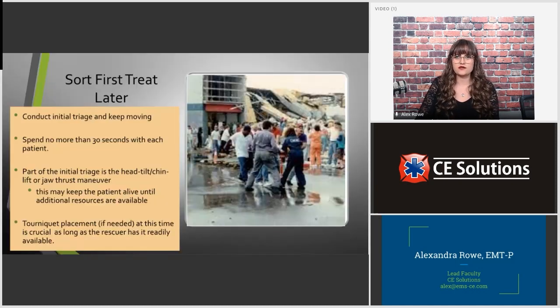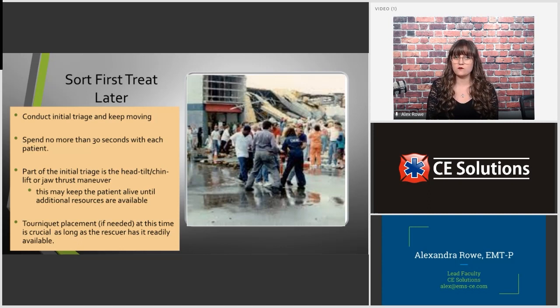Sort first and treat later. Usually we need to conduct triage to know how much resources we truly need for this call. We don't need to delay getting the resources to us. So conduct your triage and keep moving.